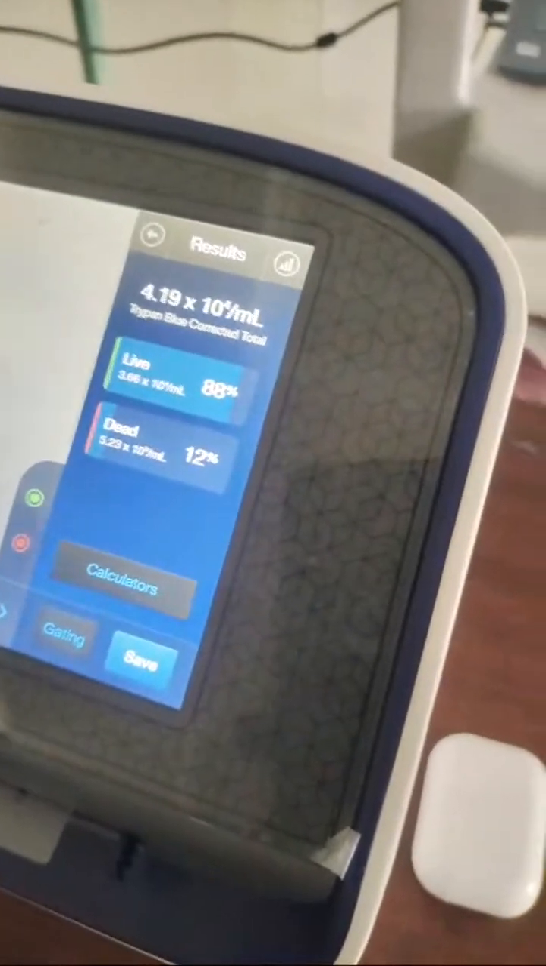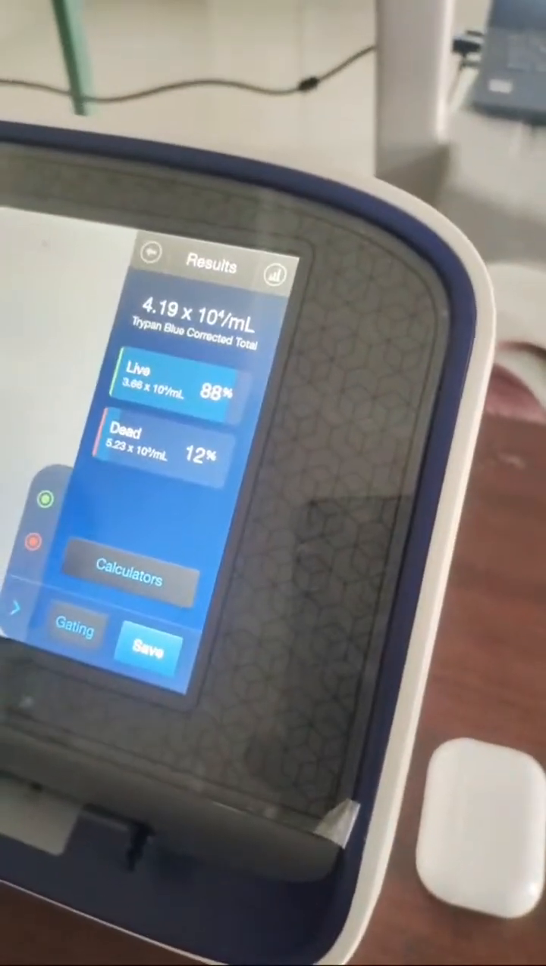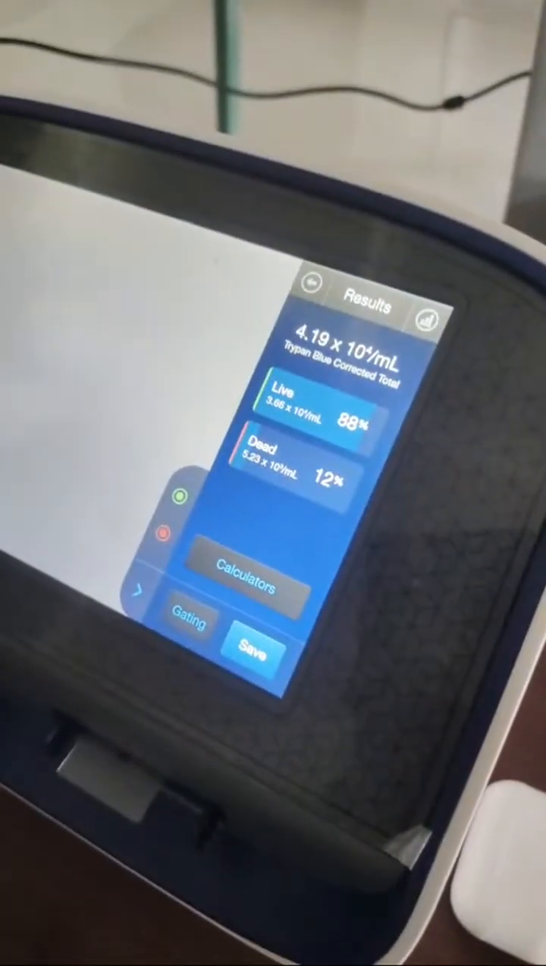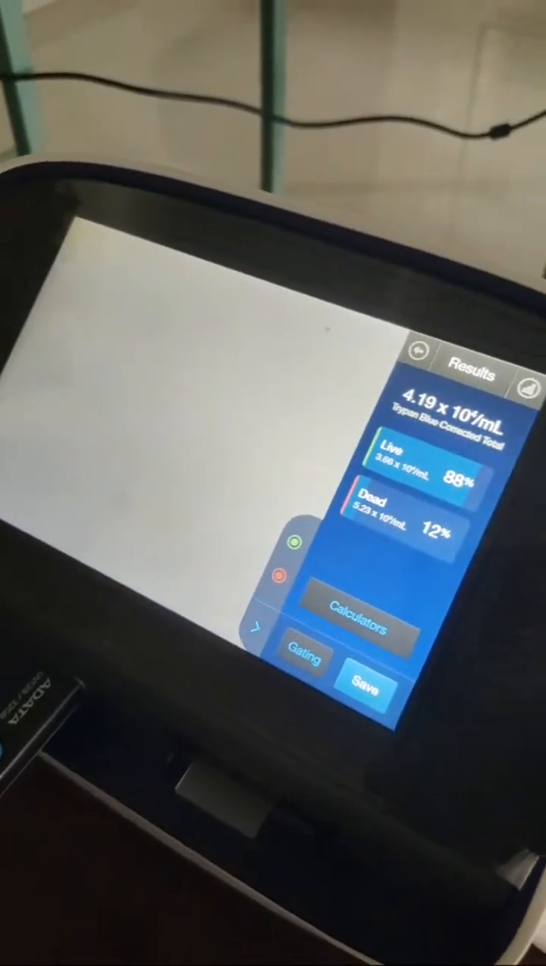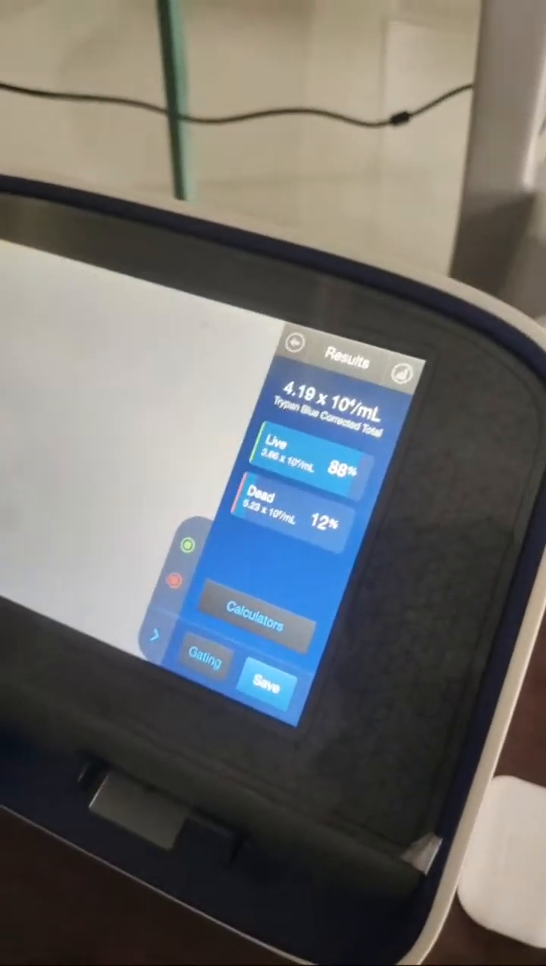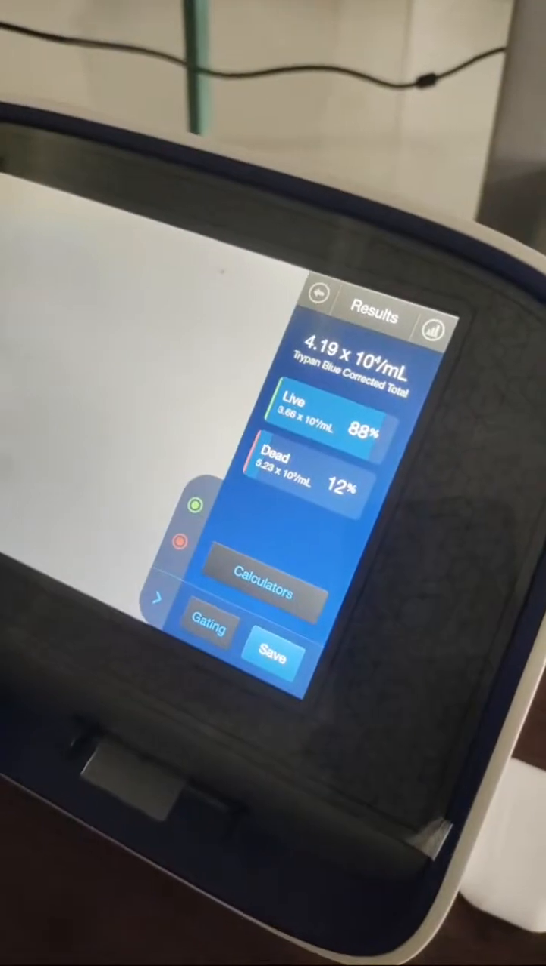So it is 4 into 10 power 4, which means 40,000 cells per ml in dental pulp. Now if you go for culturing, it will be seeded in 1 T25 flask, which will take 7 to 21 days to come to 1 million to 30 million. Within 21 days, we will be able to make these 40,000 cells into 40 million.